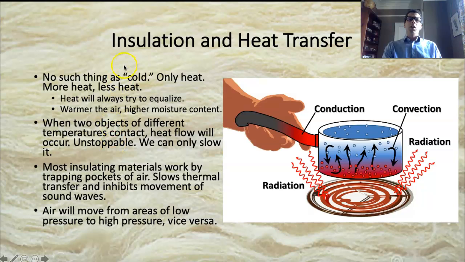So the first thing we need to establish, and this is kind of a technical thing, it's kind of silly, but there really is no such thing as cold when we're talking about thermal transfer. There's just heat, and it's on a scale. There's more heat and there's less heat. And on that scale, heat is always going to try to equalize. So heat is going to want to move from warm places to cold places, and from cold places to warm places. Or, to get technical, it wants to move from areas of more heat to areas of less heat, and vice versa.